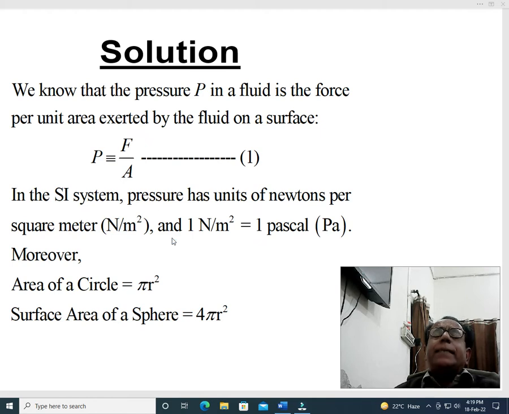Dear students, as in our previous modules on fluid mechanics, we are starting with the same beginning. We know that pressure P in a fluid is the force per unit area exerted by the fluid on a surface. Pressure is defined as force over area. In the SI system, pressure has units of newtons per square meter, that is capital N over small m square, and 1 newton per meter square is equal to 1 Pascal, abbreviated as Pa.